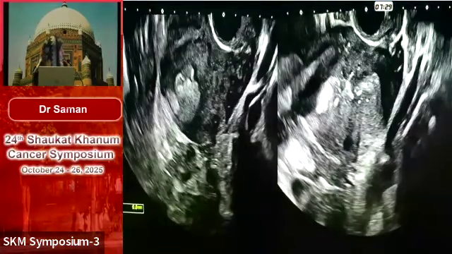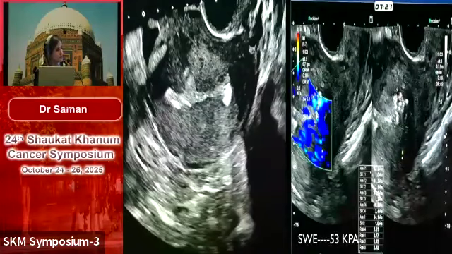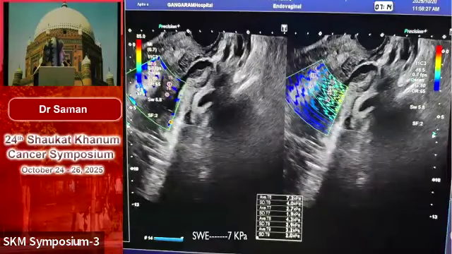Okay, this was a case with irregular thickening of the endometrium. We can see that it's clearly invading into the myometrium. The shear wave value turned out to be 53 kilopascals, which is significantly higher as compared to the one in the previous case. This was proved to be endometrial cancer.